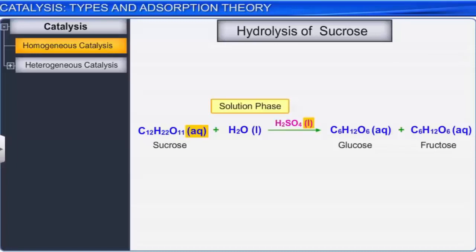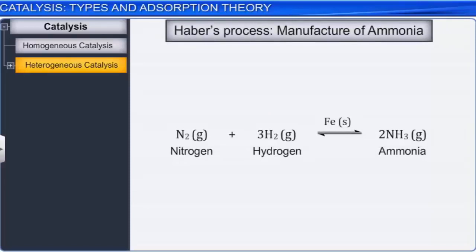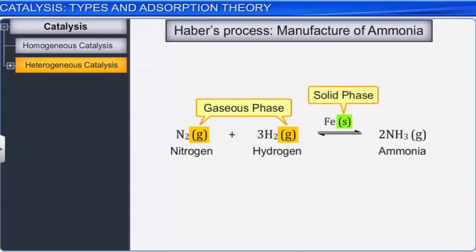Let us now discuss heterogeneous catalysis. Consider the manufacture of ammonia by Haber's process. Both the reactants, nitrogen and hydrogen, are in the gaseous phase, and the catalyst, iron, is in the solid phase. A reaction where the catalyst involved in the reaction is in a different phase than that of the reactants is known as heterogeneous catalysis. And iron is a heterogeneous catalyst in Haber's process.